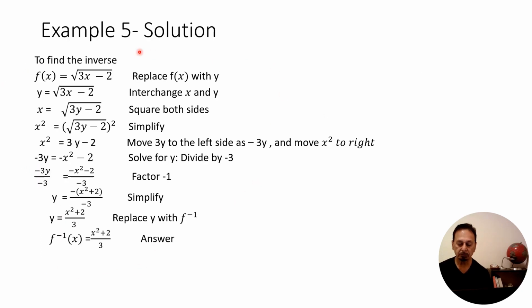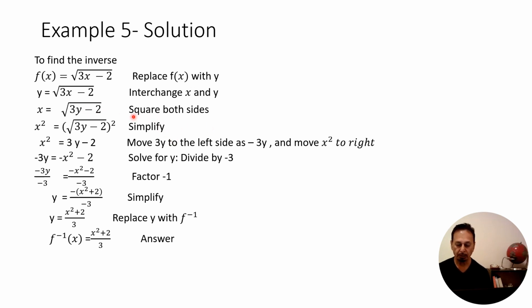So now I will find the inverse. I will write the equation f of x equal to square root of 3x minus 2. The first thing I will do is replace the f of x by y and just copy here square root of 3x minus 2. And the next thing I will do is interchange x and y. In other words, y I'll change to x, and I just copy this one here, but I change x to y. Now I need to solve this equation for y.